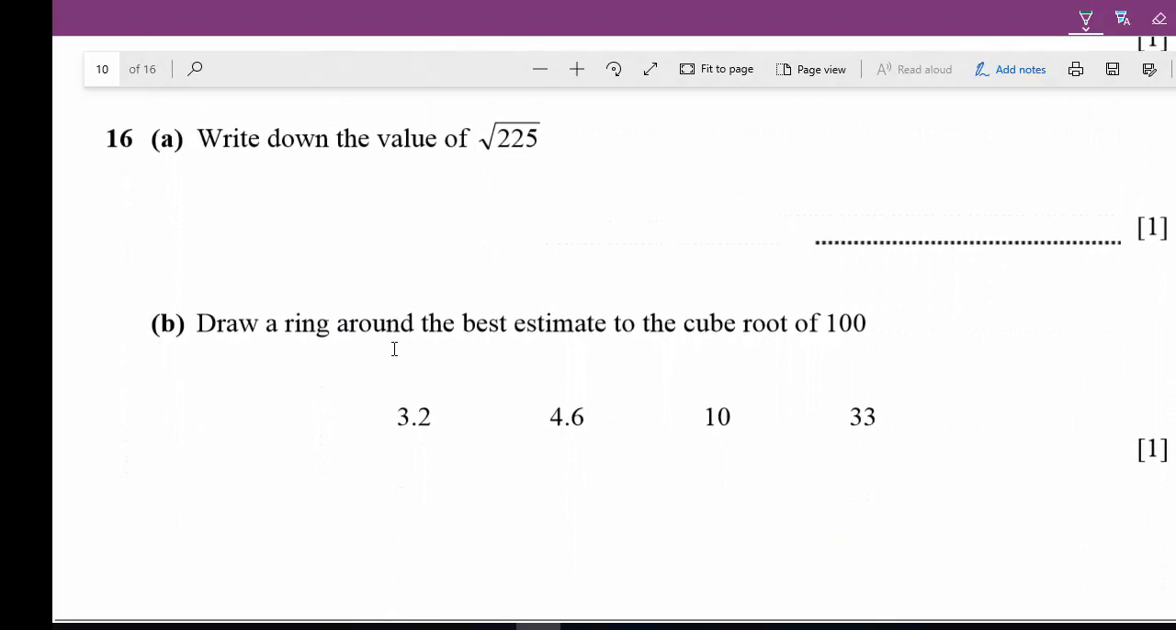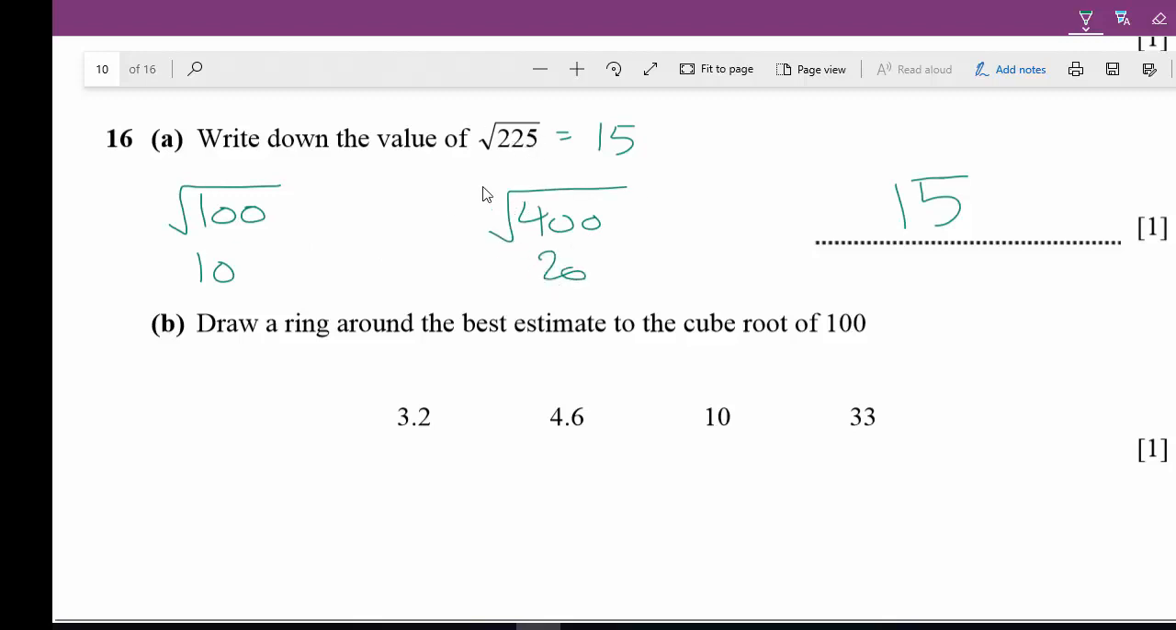Write down the value of the square root of 225. If you memorize it, it's 15. If you don't, there are some indirect ways to investigate it. You know 10 times 10 is 100, so the square root of 100 is 10. And 20 times 20 is 400. The square root of 400 is 20. Since 225 is something between 100 and 400, the result is something between 10 and 20.